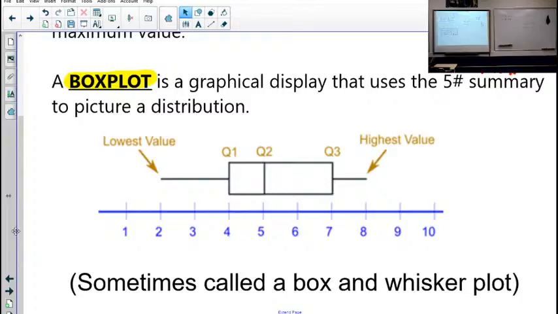Question? Correct. Correct. Q1 is I take all the numbers between the minimum and the median, split them, and find the middle of that. That's Q1. Q3 is I go between the median and the maximum, and then split that data in half. That's where Q3 is.